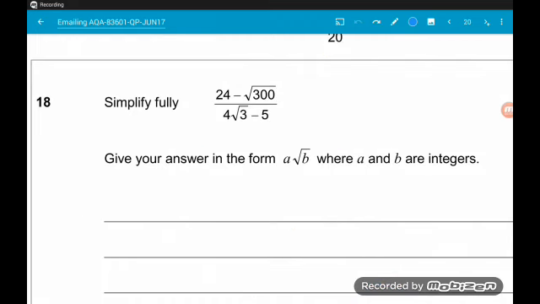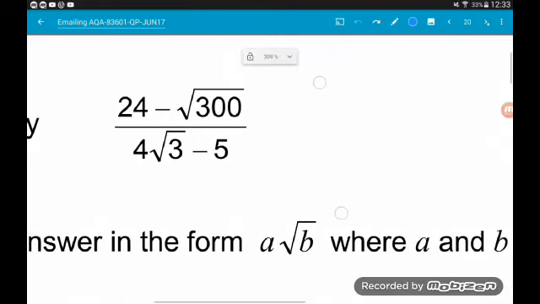Okay, final question. We got this triumphantly evil bastard. Look at it. We're going to have so much fun with this guy. What we're going to do, we're going to go nice and slowly, step by step, take our time. So, deep breath. Let's go. Okay, so we want to simplify this guy fully.